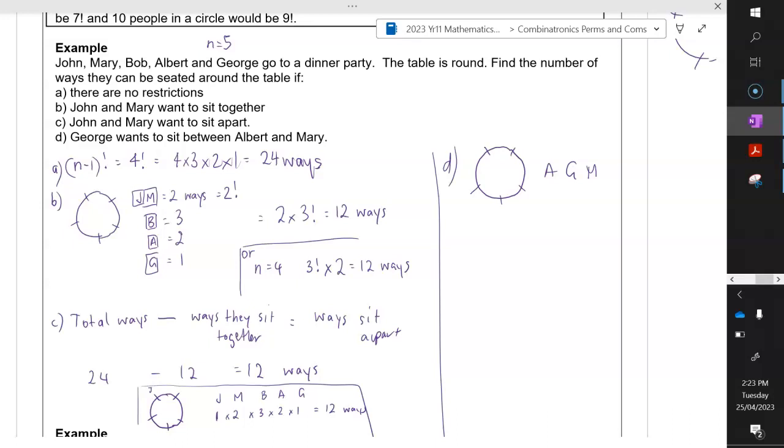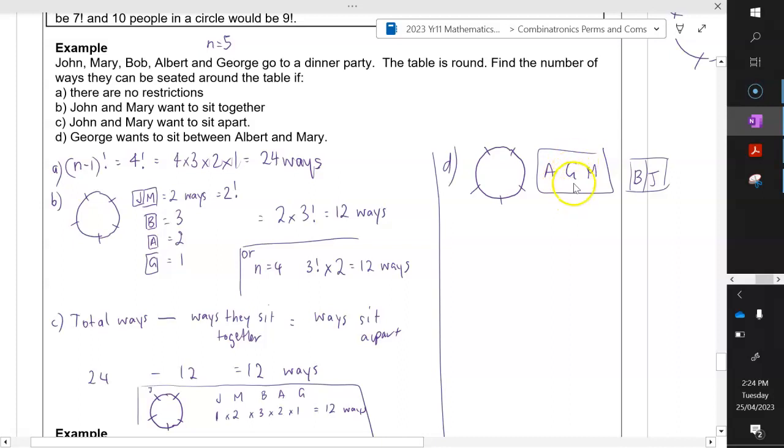Okay. So we're going to group those guys together. And we've also got a group of the last two people, Bob and John. Or not a group, they're going to be separate, sorry. So we've got to think about what happens. And this is similar to the standing in a line question that we did earlier on in this topic. So if we've got these three together, Albert, George and Mary, how many ways could they sit?